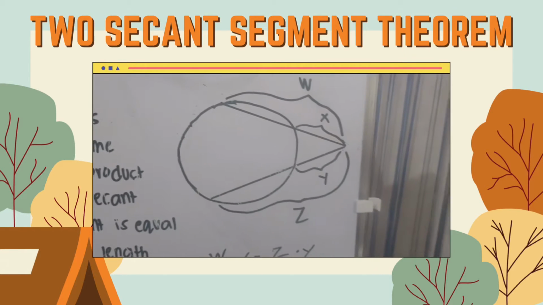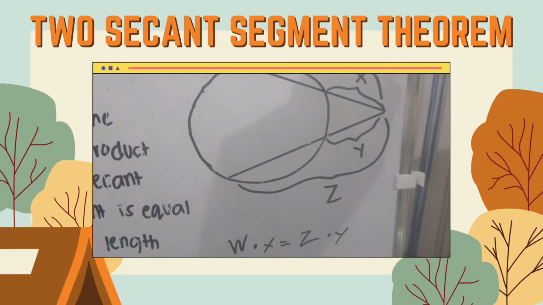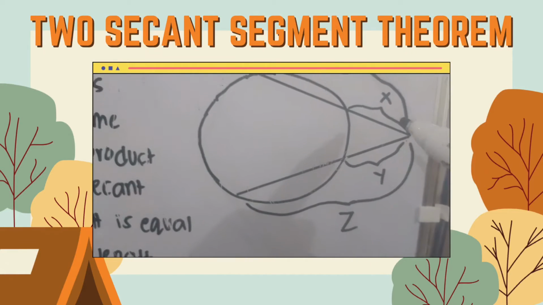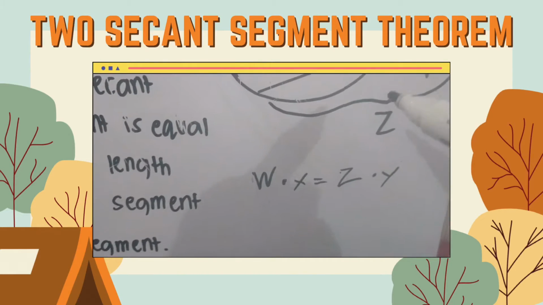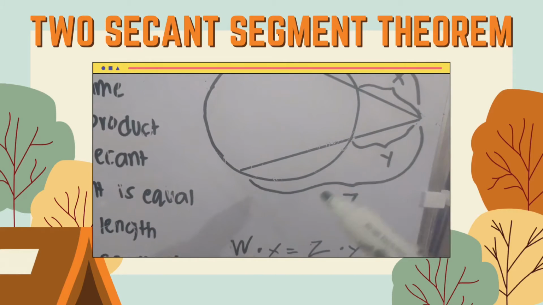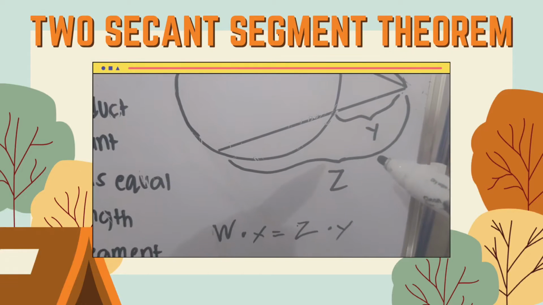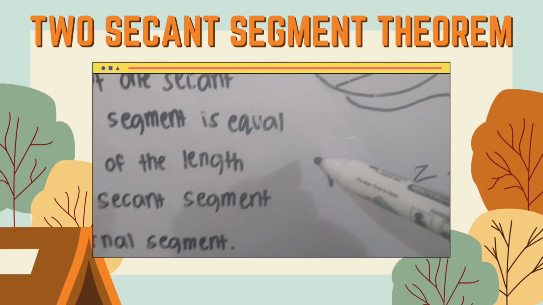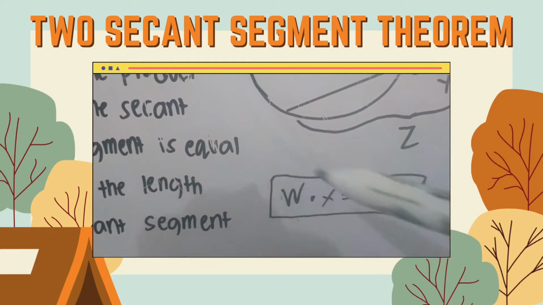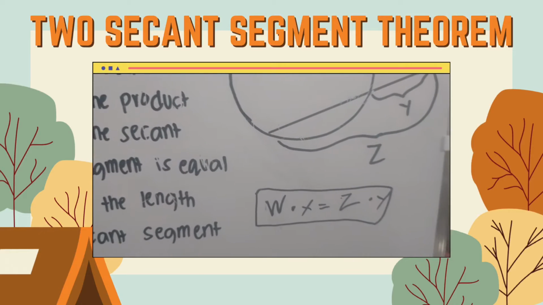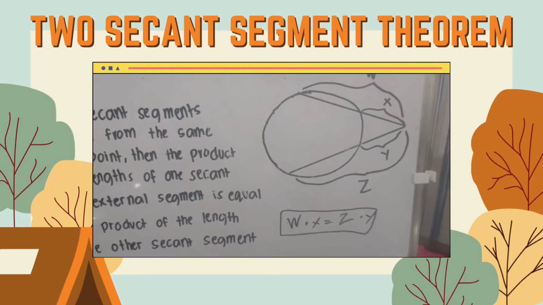Now let's repeat. The secant segment, which is W, times its external part, that is X, is equal to the other secant segment here, which is Z, times its external segment, which is Y. So here is our formula in the given theorem. Let's use this theorem to solve some problems.